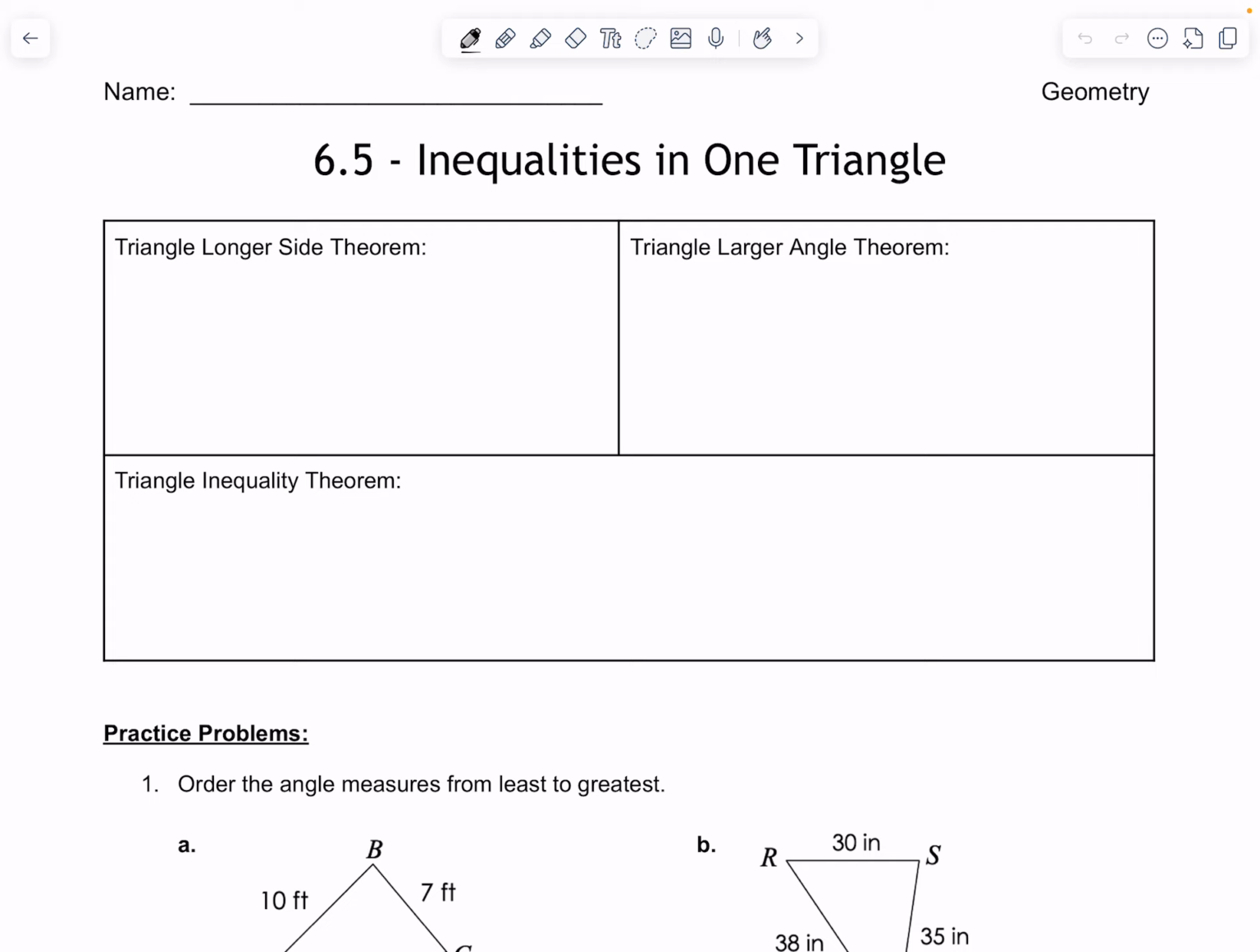So the triangle longer side theorem states that essentially the largest angle is always going to be opposite the longest side. All right. So the largest angle in a triangle is always opposite the longest side.